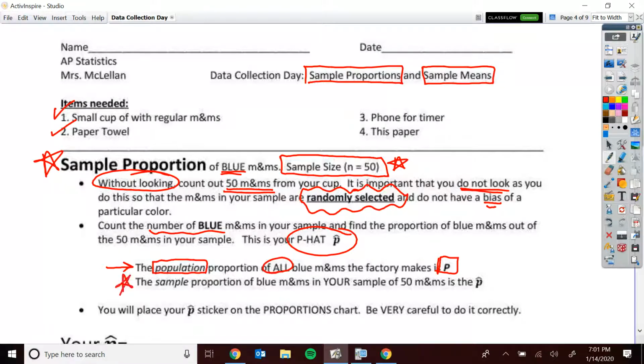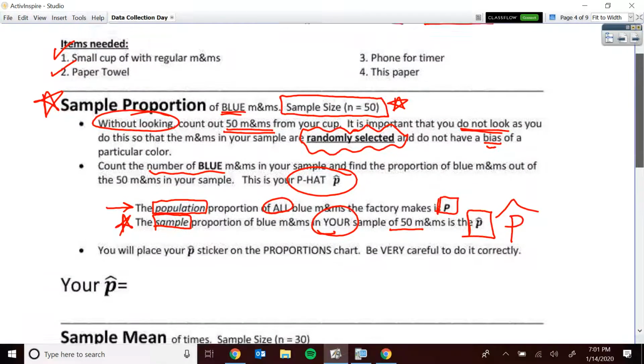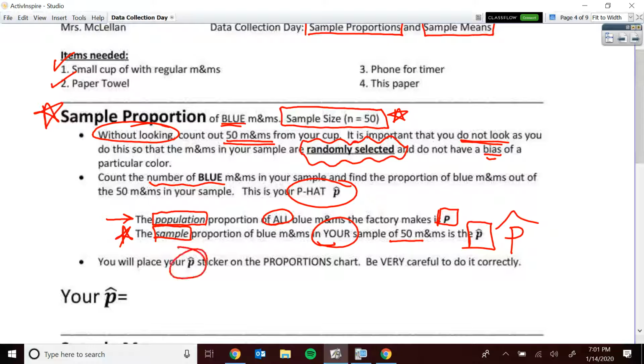But you are getting a sample proportion of your M&Ms, the proportion of M&Ms out of 50 that are blue, and that is a p-hat. So every single person gets their own p-hat. You will then be taking your p-hat sticker that you will be getting from the substitute or from the teacher, and then putting it very carefully on the chart. Make sure that you put it in the correct place. So I'm going to demonstrate that now.